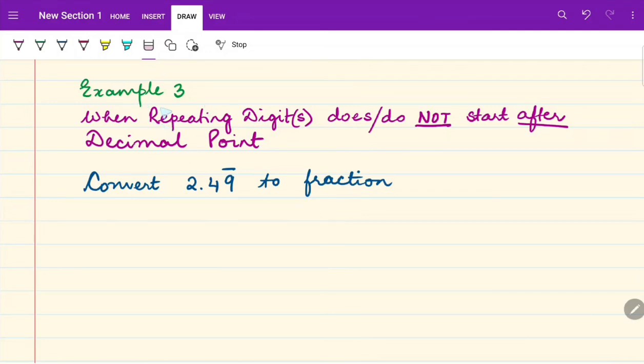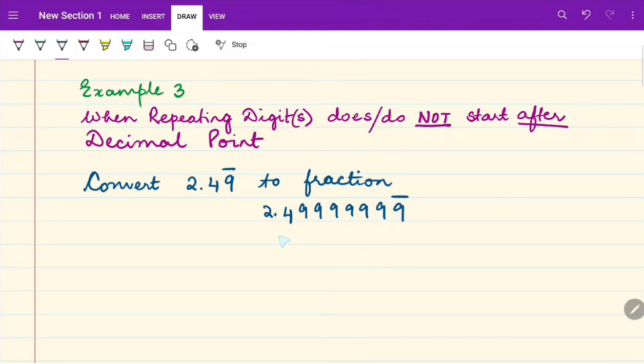Now we'll work on example 3, which is a case when the repeating digit or digits do not start immediately after the decimal point. In this example, 2.49, we see the bar just over the 9 and not above the 4, which means that 4 does not repeat. It's only the digit 9 that keeps repeating interminably. So we can write 2.49 with the bar just over the 9 as 2.4, where 4 is written just once after the decimal point, and it's the 9 that keeps repeating interminably.